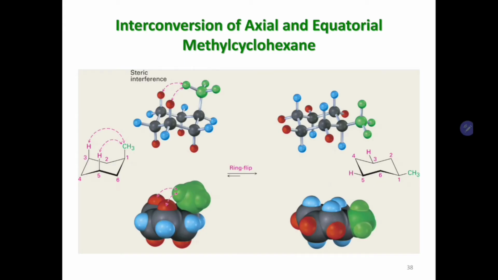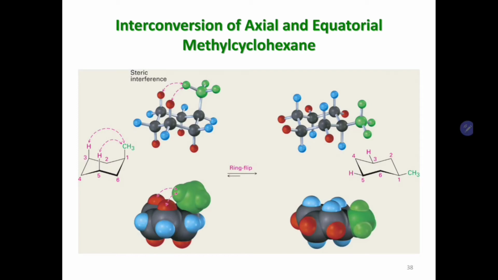So now let's try to understand why these equatorial substituents or conformations are more stable as compared to conformations where you have axial substituents. What happens is that whenever you have axial substituents, they can cause steric strain with other hydrogens or substituents.